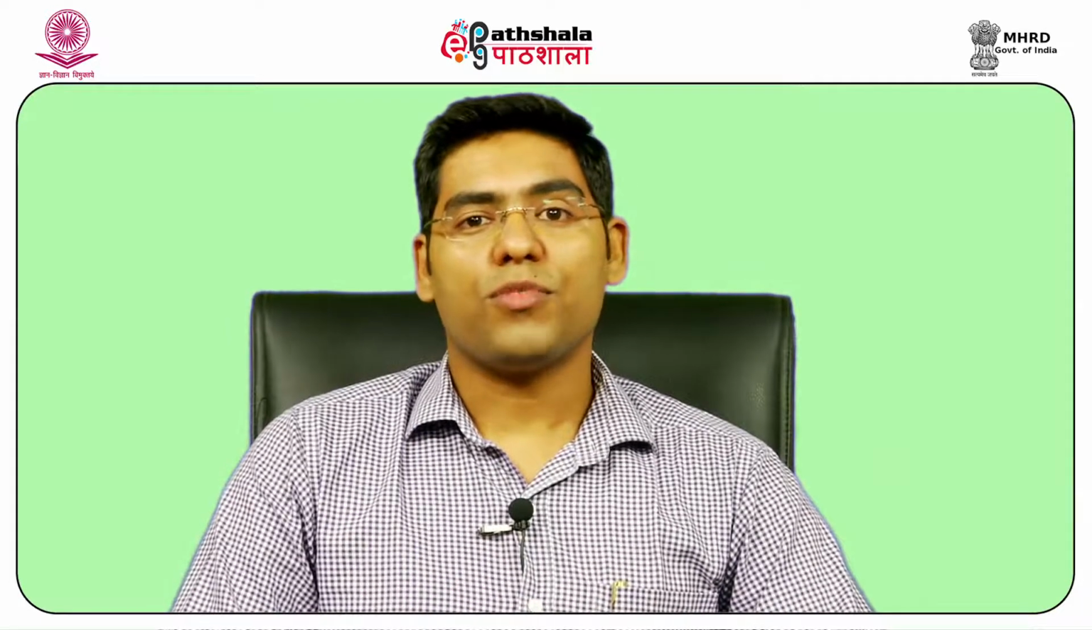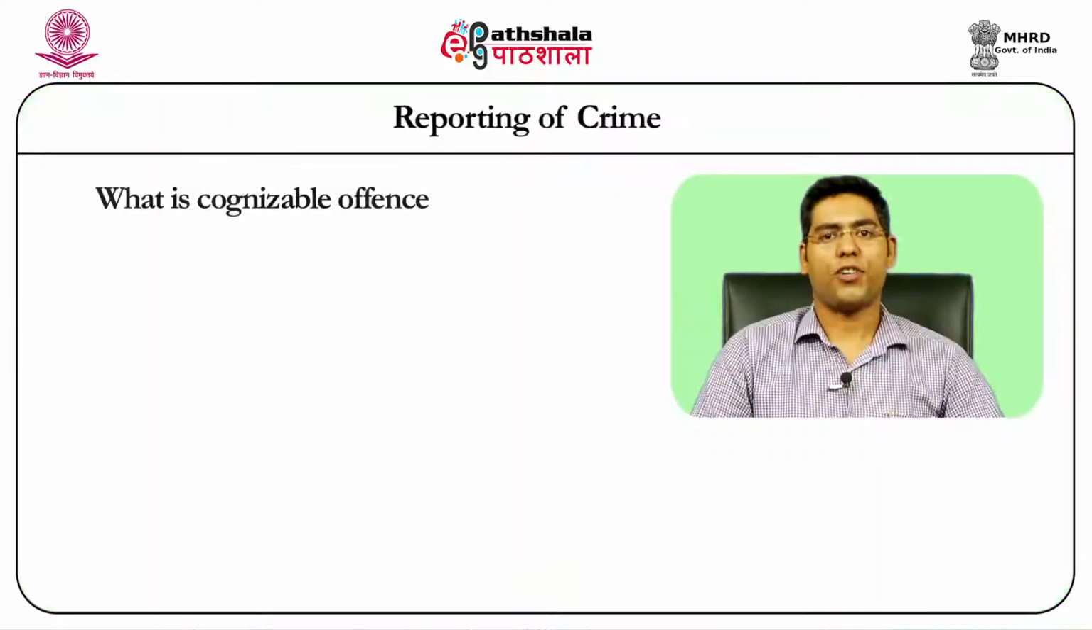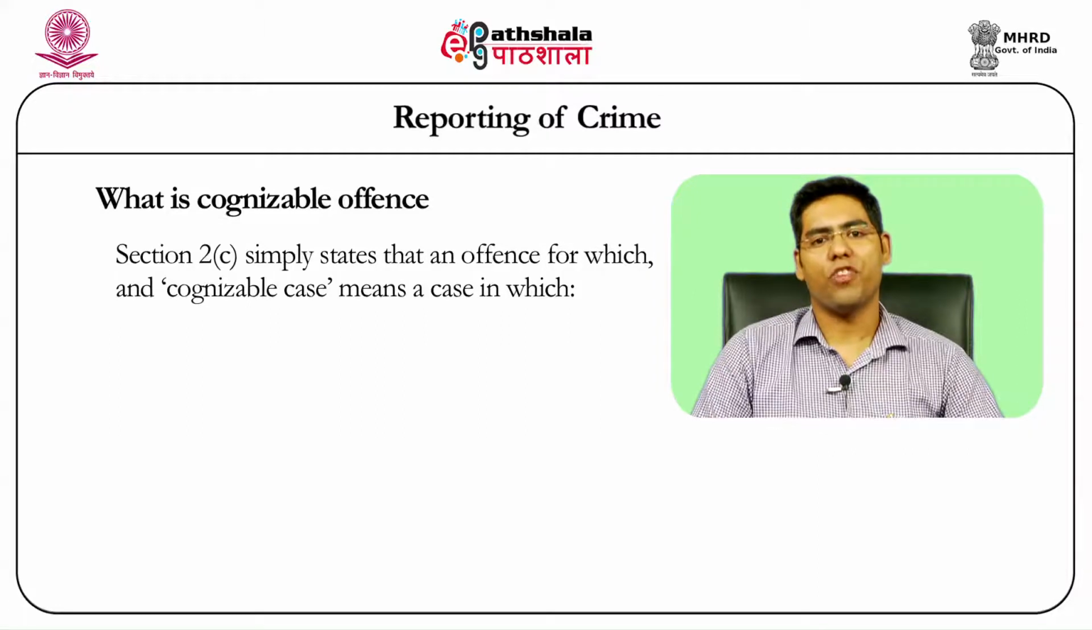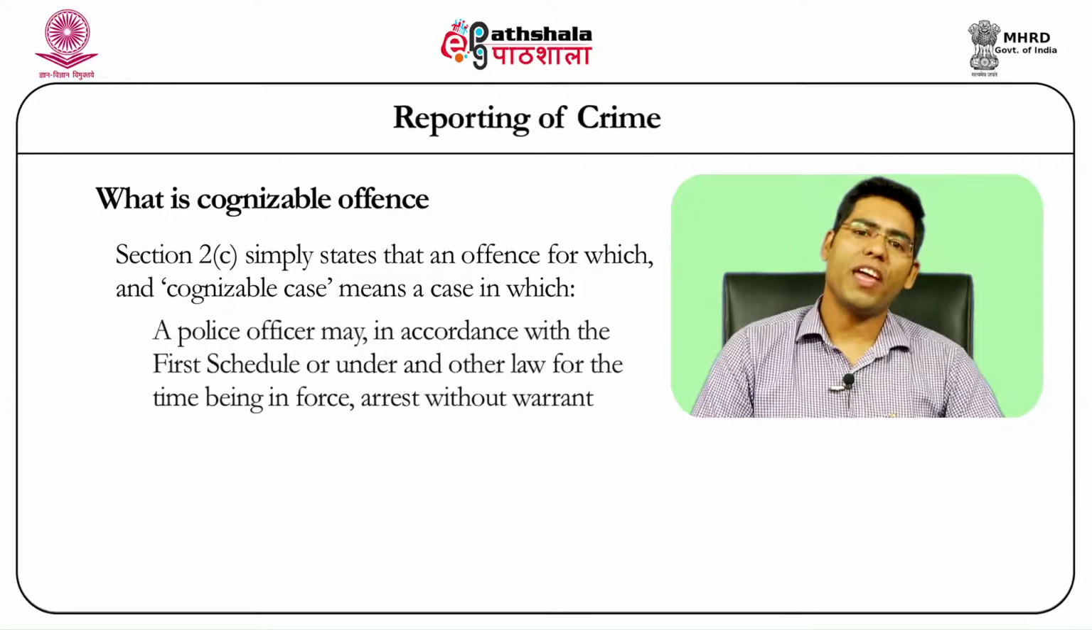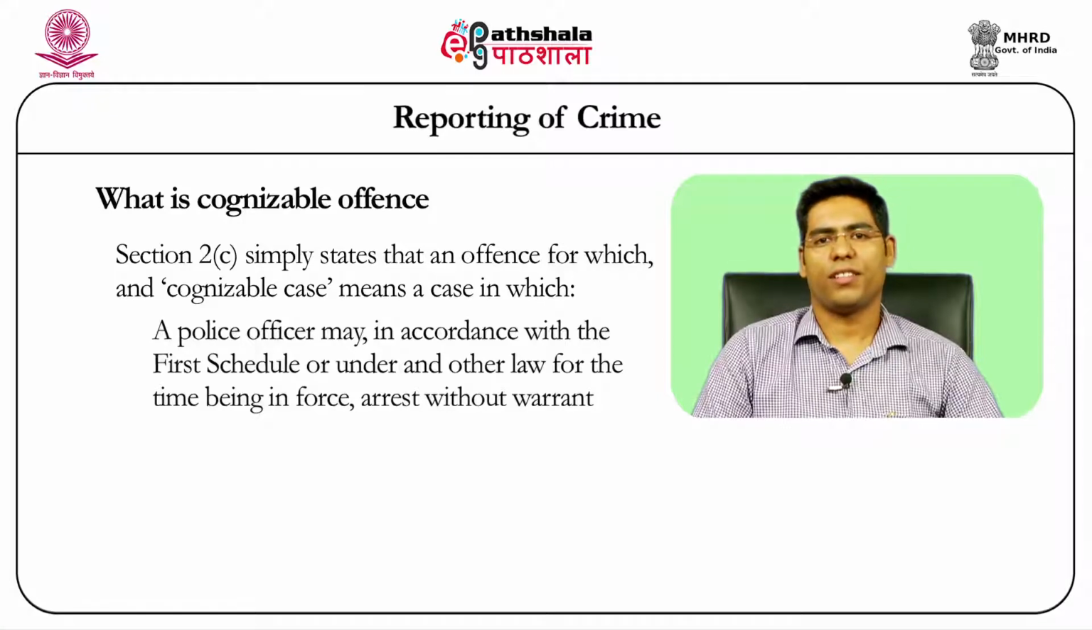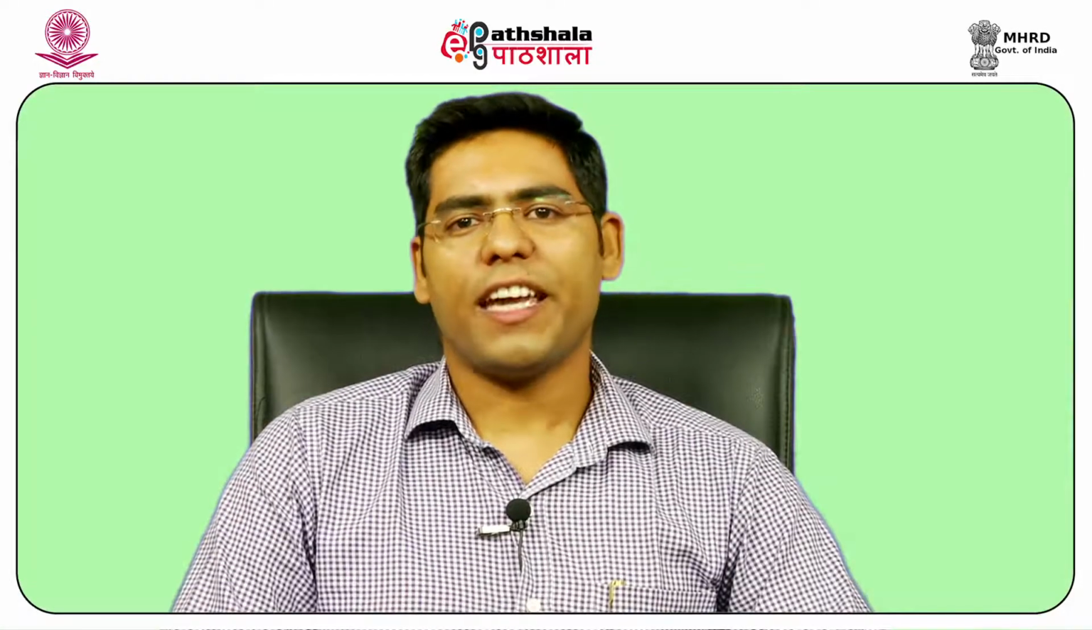Now, the question comes, what is a cognizable offence? Section 2 subclause C of the code defines cognizable offence in the following manner. It simply states that a cognizable case means a case in which a police officer may, in accordance with the first schedule or under any other law for the time being in force, arrest without warrant. So, a cognizable case is one where the police officer may arrest without warrant.